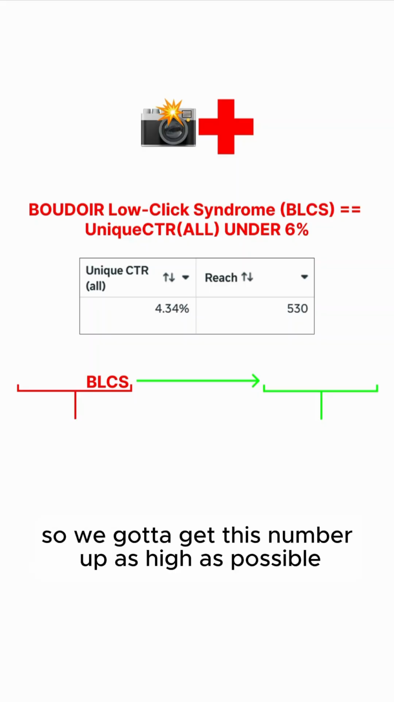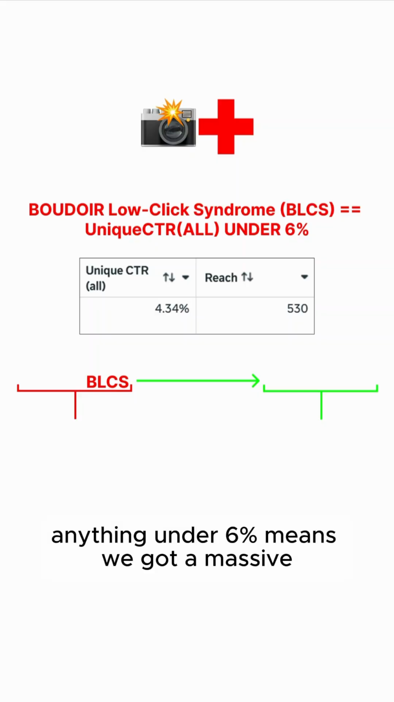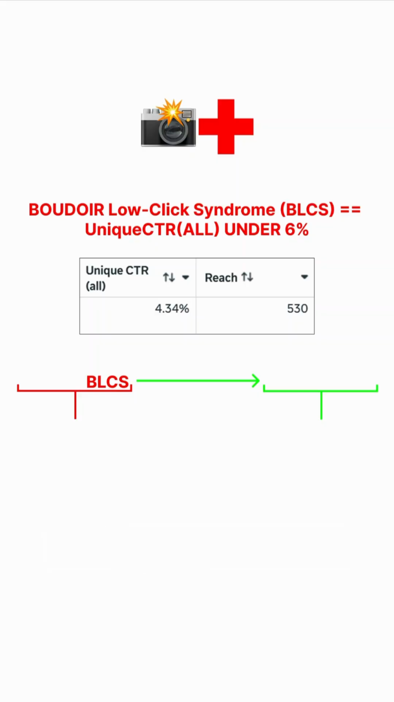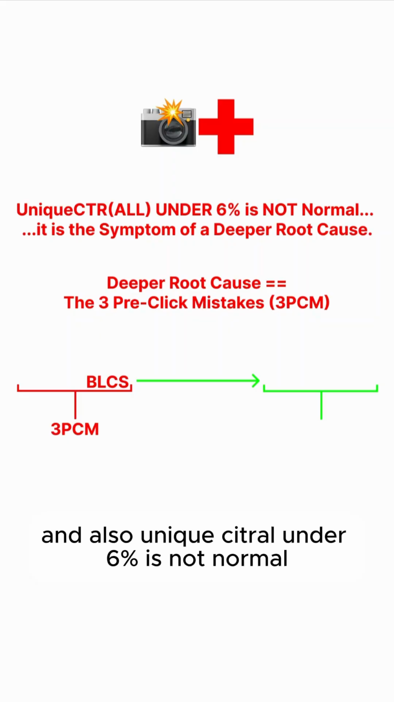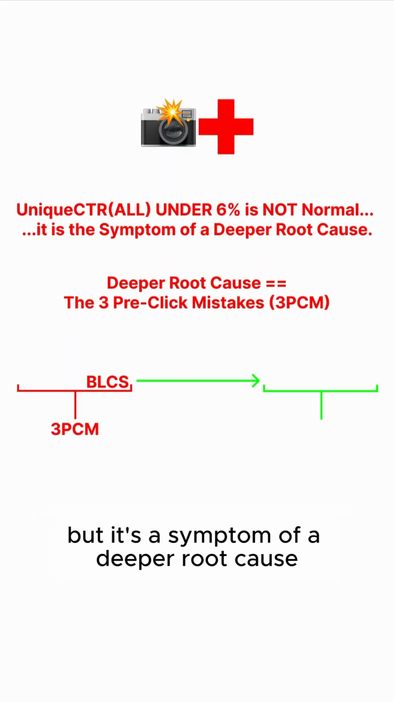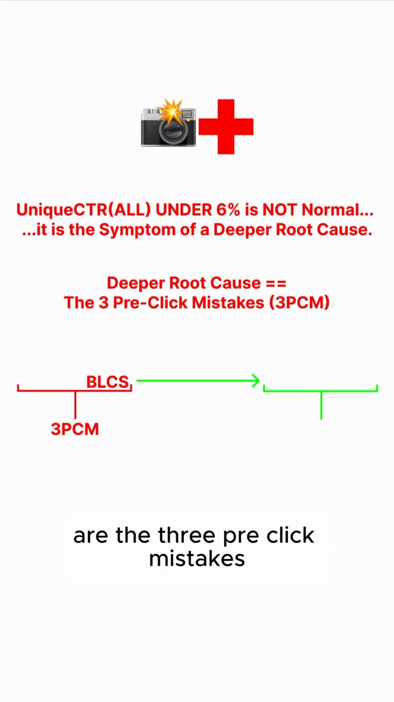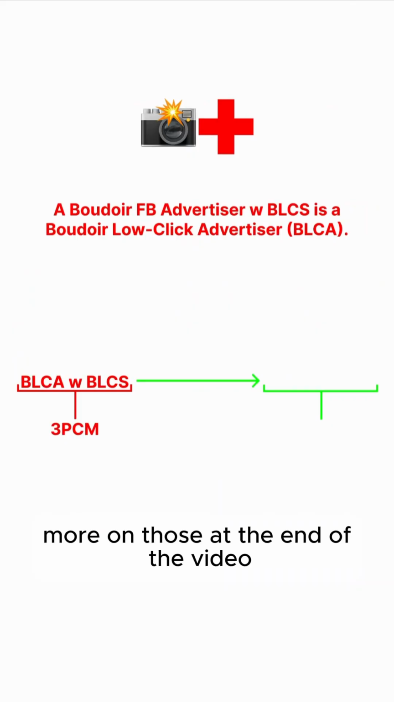So we got to get this number up as high as possible. That's the goal. And anything under 6% means we got a massive, massive, massive problem. And also, unique CTR under 6% is not normal. It's common, the most common thing I'm seeing, but it's a symptom of a deeper root cause. And the deeper root cause are the 3 pre-click mistakes. More on those at the end of the video.